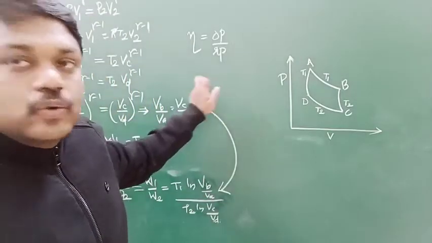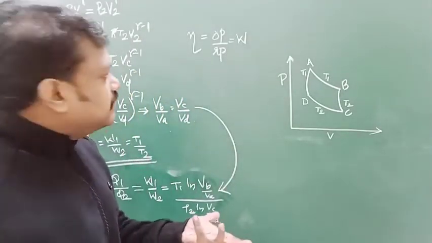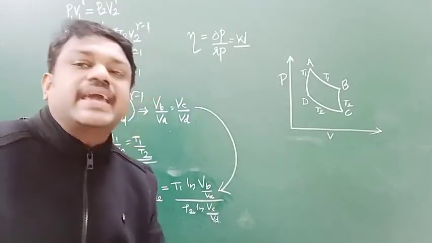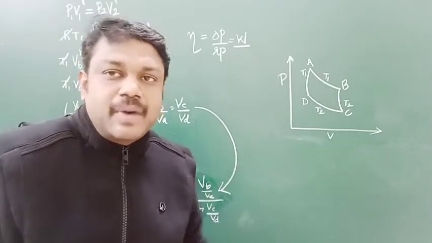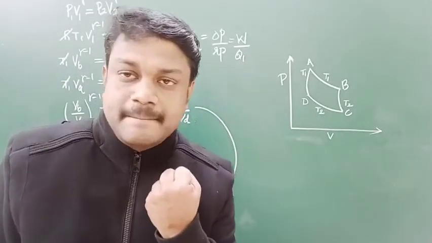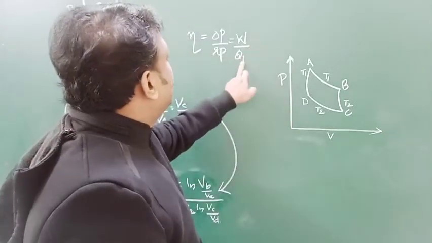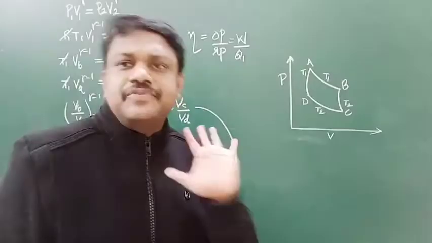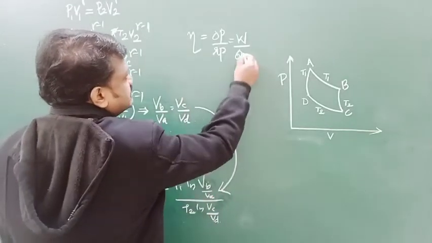Here, what is our output? Output is W, the net external work done we are getting, divided by the input. What is the system taking from outside? Q1 amount of heat is absorbed from the source. That is actually the input to the working substance. So W by Q1 is the efficiency, output by input.